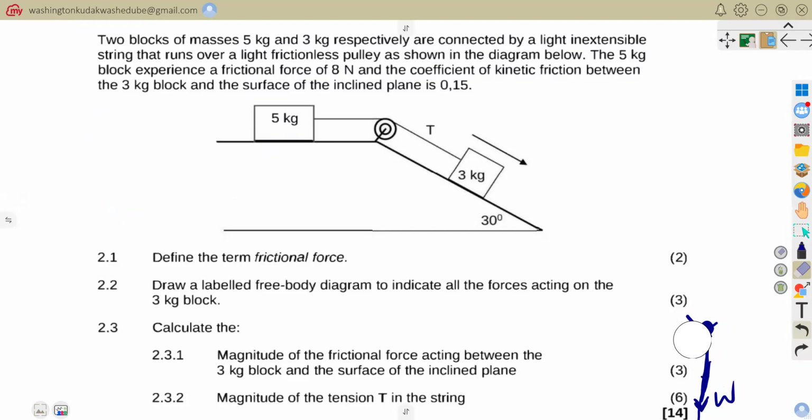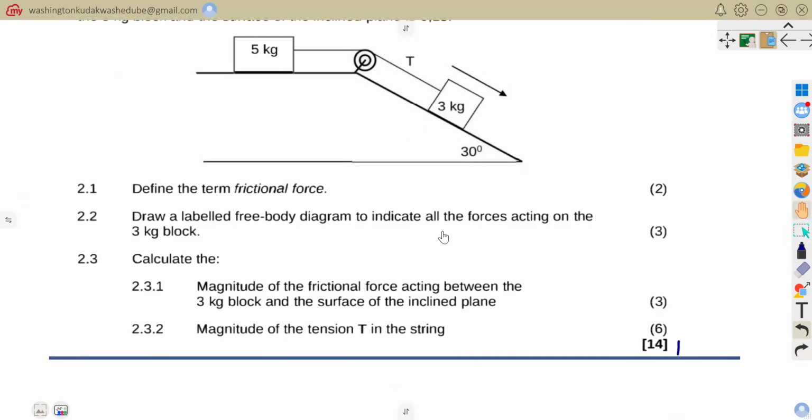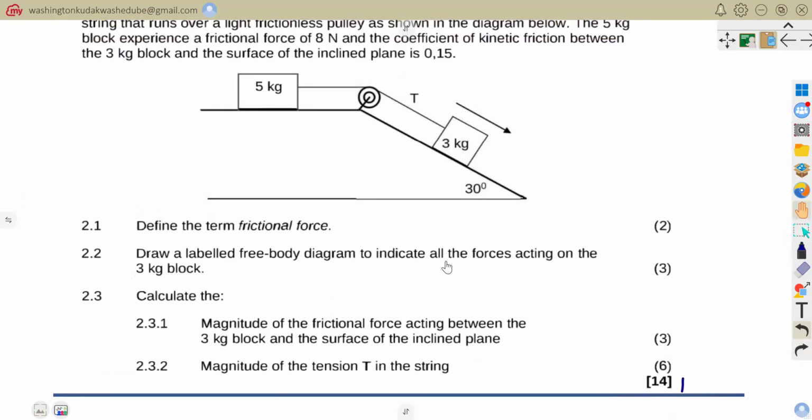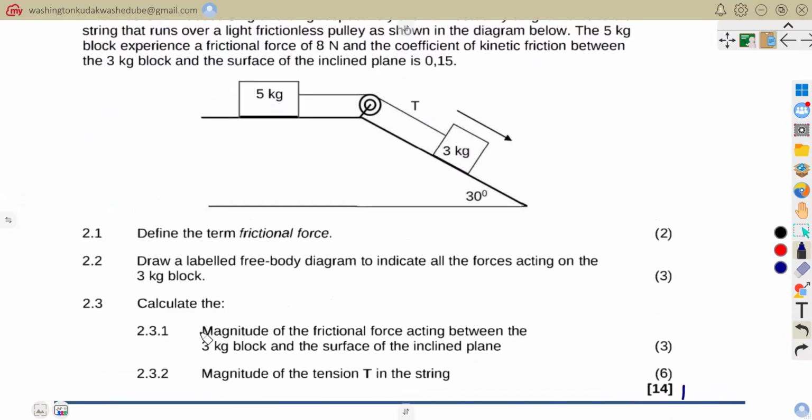Now let's go to the next question. So our next question has to do with calculations. They are saying calculate the magnitude of the frictional force acting between the 3 kg block and the surface. So here we are only given the coefficient of kinetic friction, but we know that the kinetic friction on this 3 kg block can be calculated by the coefficient times the what? The normal force. But we do not have this normal force.